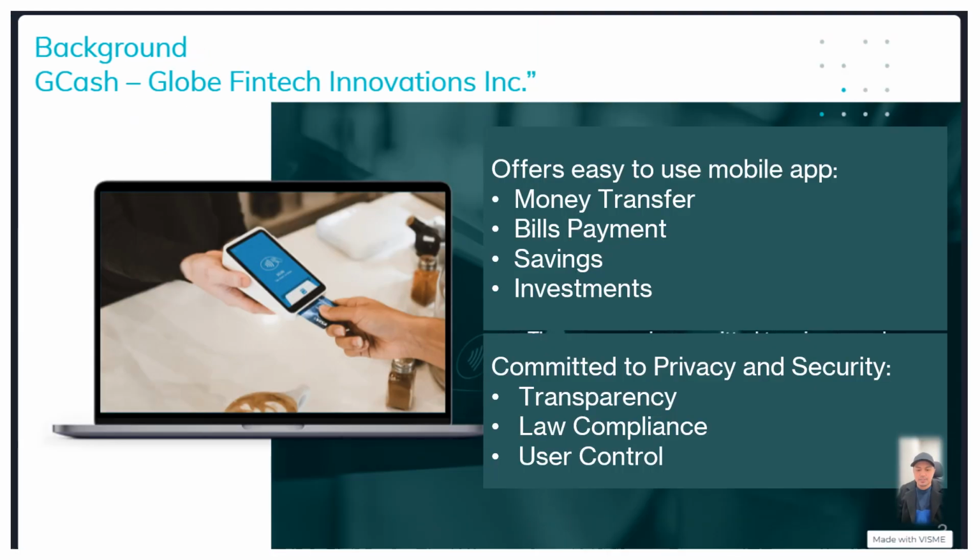GCash's objective is transforming how people manage their finances digitally, as they offer money transfers, bill payments, savings, and investments through an easy-to-use mobile app. GCash plays a key role in improving financial inclusion for the unbanked population. The company is committed to privacy and security, following privacy by design principles to protect user data. By ensuring transparency, compliance with laws, and user control over personal information, GCash has become a trusted name in digital financial services.